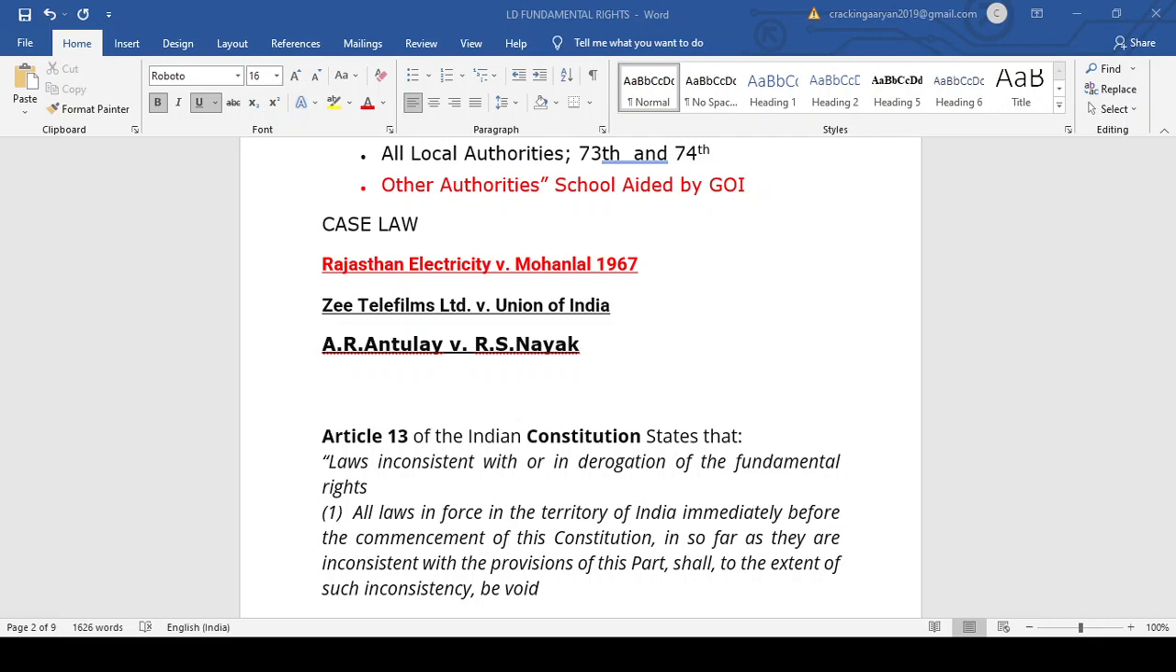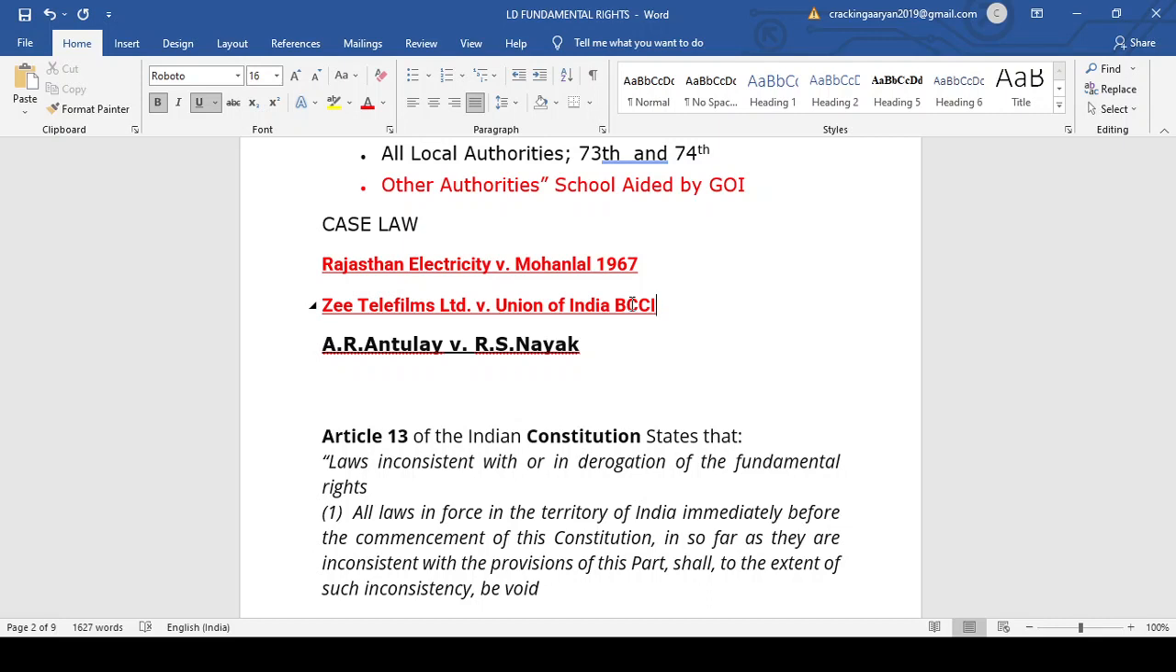After that we have the case of G Telefilms Limited versus Union of India. This is the case of BCCI. Okay, this is a very prominent question that comes in examinations, and even in the CLAT you sometimes get an article on this, whether BCCI is a state or not. That is the Board of Control for Cricket in India. I hope you must be knowing BCCI. So whether BCCI is a state or not.